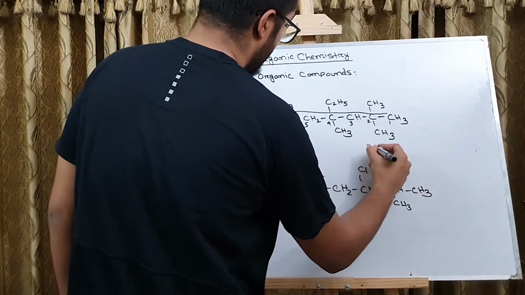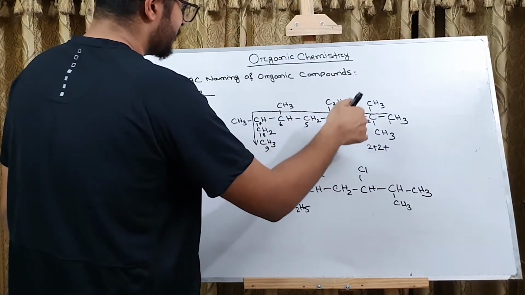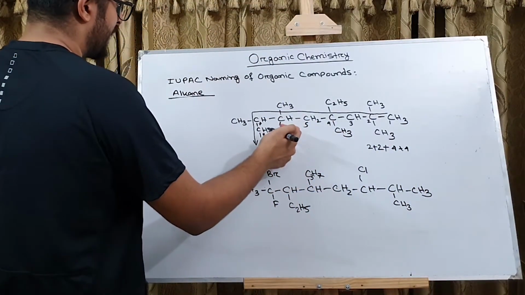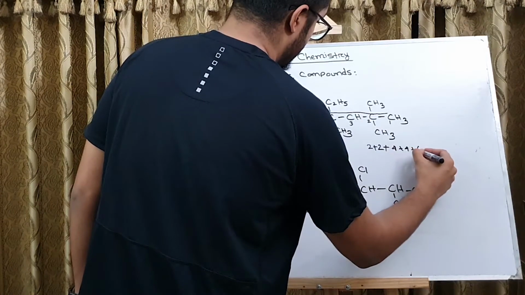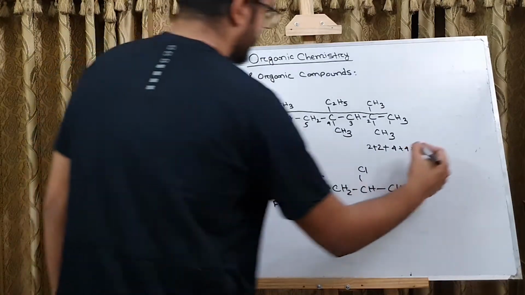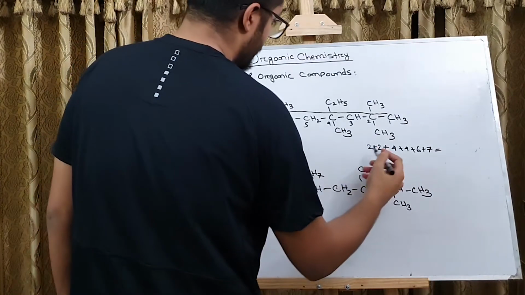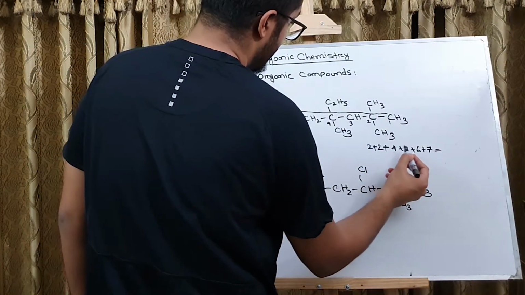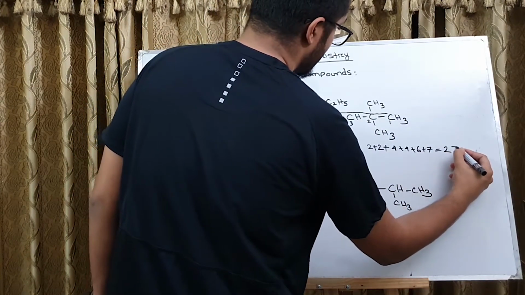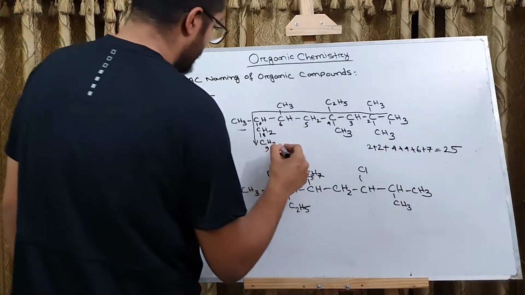So the sums are 2 plus 2. Then another ethyl and methyl group at 4th carbon, 4 plus 4. And at number 6, we have another methyl group, that is plus 6. And again at number 7, we have this methyl group. So if I number it from right to left, I have 2 plus 2, 4, 8, 12, 18 and 7, that is 25. But if I number it from this side, then let's see what I have.